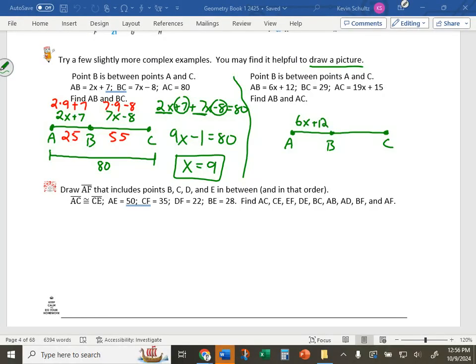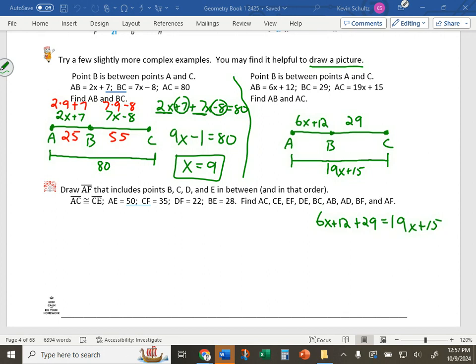BC, that value is 29. And the whole thing from A to C, that value is 19x plus 15. Simple equation, Luca. What the segment addition postulate tells us is that a part plus a part equals a whole. So, in this case, we have 6x plus 12 plus 29 equals 19x plus 15. The part plus the part equals the whole.